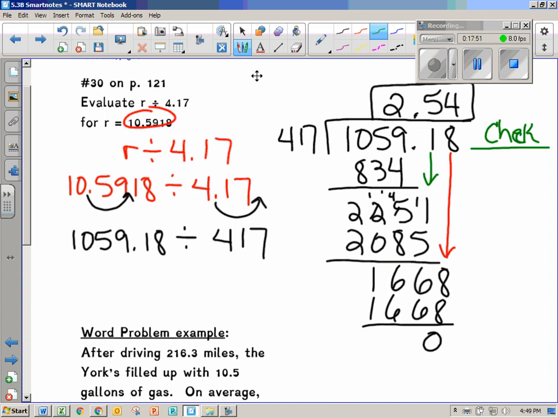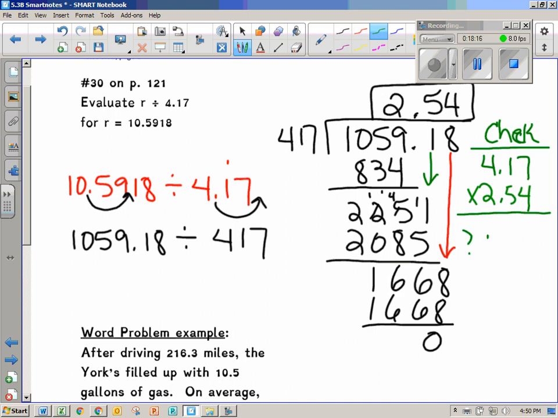You're going back to your original, which my original is really what's here in the red. So I'm trying to show that 4.17 times our quotient, 2.54, should come out to be our dividend. Is it 10.5918? So that's what you want to work and make sure that it actually equals.